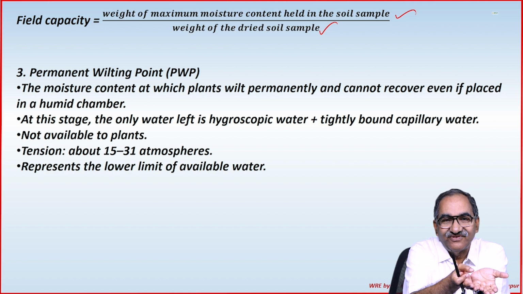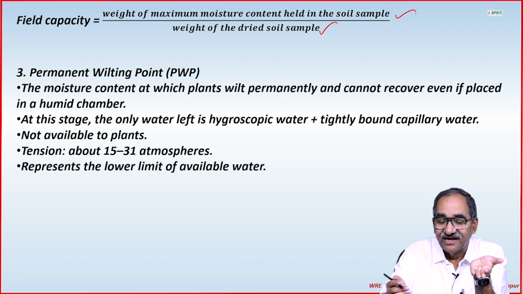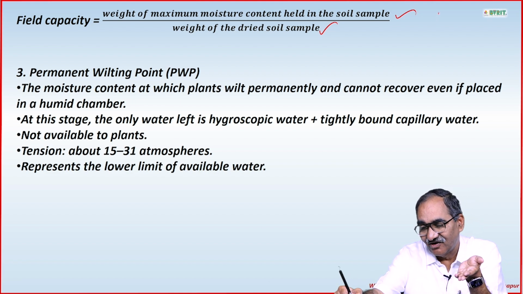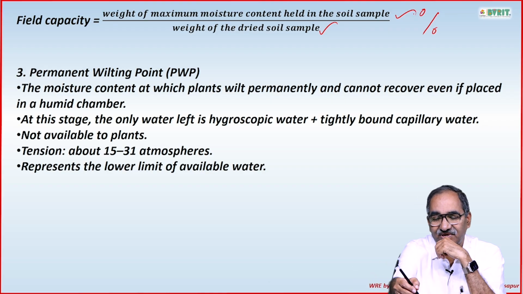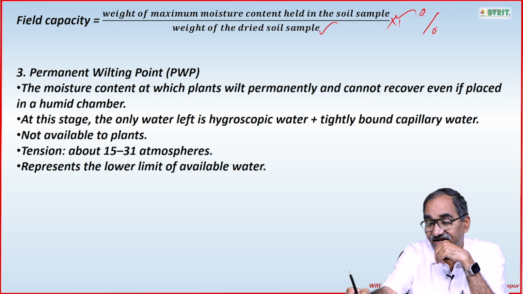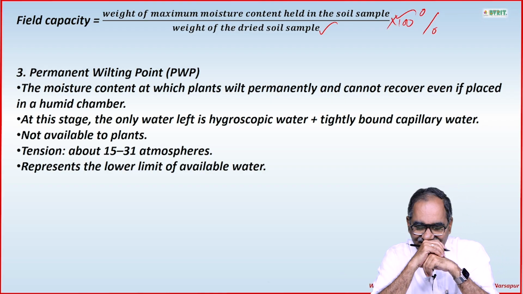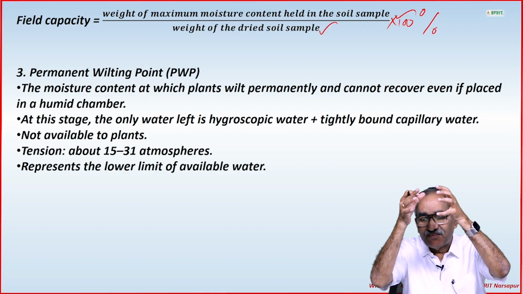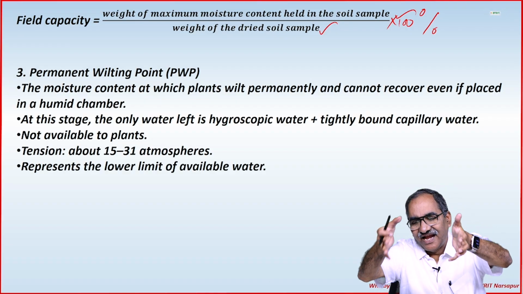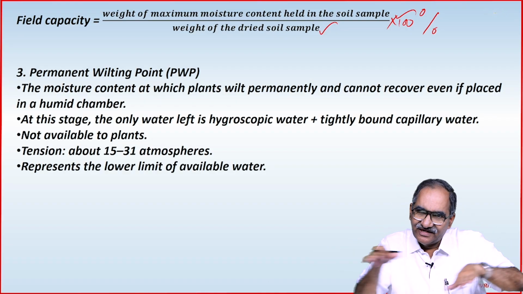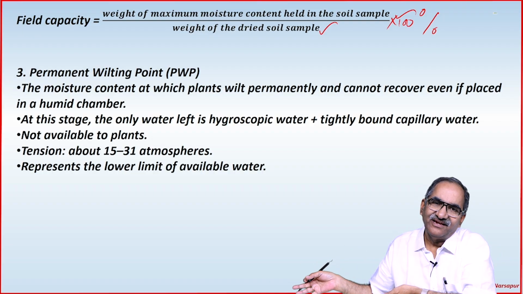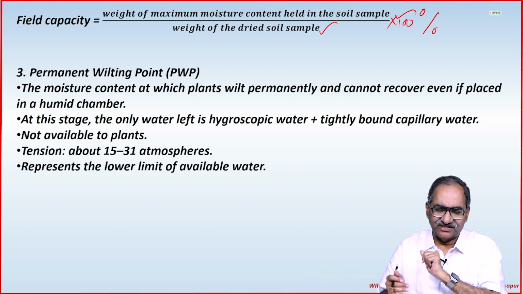That is what we call field capacity, and it is expressed as a percentage, because when you multiply it by 100, you get the percentage. So it is the maximum moisture content held in the soil sample divided by the weight of the dry soil sample. This is the one.